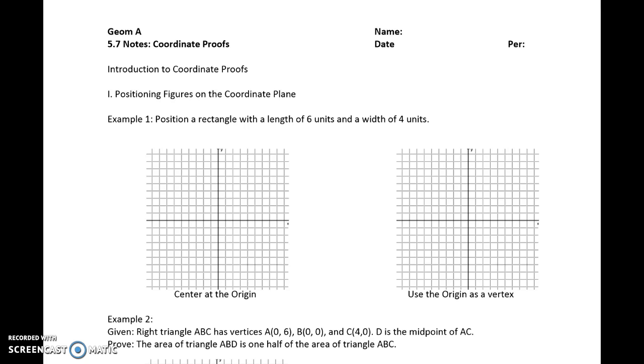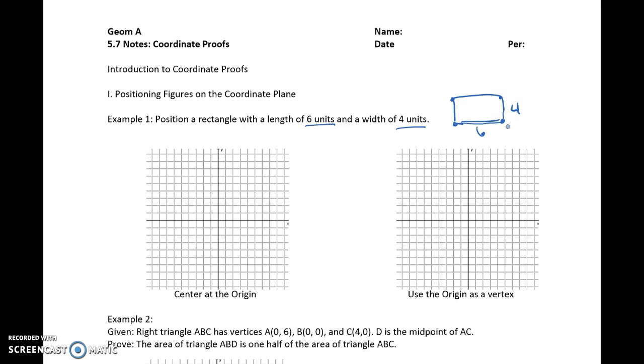what we want to do is make sure we can position figures in the coordinate plane so that way we can work with them using specific points. And what's neat about this is you have the option to choose where you want to center one of your vertices. So for example, in example 1, I want to position a rectangle with length 6 and width 4. So that'd be something like this, 6 and 4. But because we want to deal with the coordinate plane, I want to take each of these corners and make them a point on the grid.